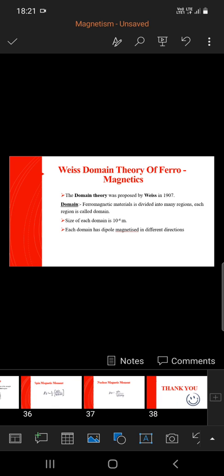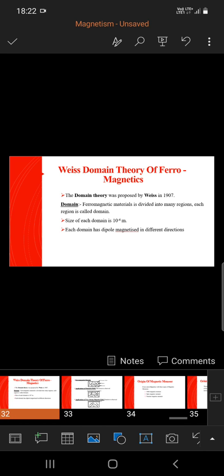Weiss's domain theory of ferromagnets. The domain theory was proposed by Weiss in 1907. In ferromagnetic materials, the material is divided into many regions. Each region is called a domain. The size of each domain is 10 power minus 6 m. Each domain has a dipole magnetized in different directions.